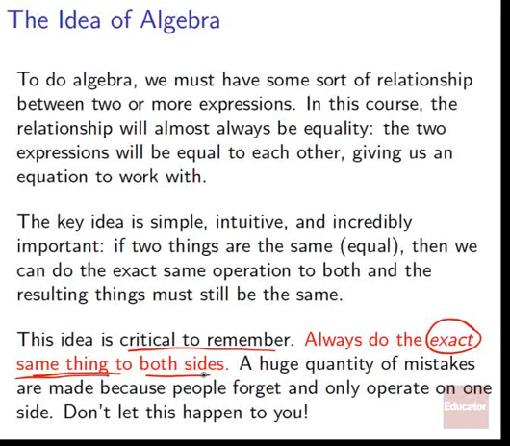You have to do the same thing. If you add 7 to the left side, you have to add 7 to the right side. If you square the left side, you have to square the right side. If you say hoogly-piggledy to the left side, you have to say hoogly-piggledy to the right side. A huge quantity of mistakes that students make are because they forgot to do the operation on both sides. They used it only on one side, or they used slightly different operations on the two sides. If you wind up doing this, you're going to wind up making mistakes.